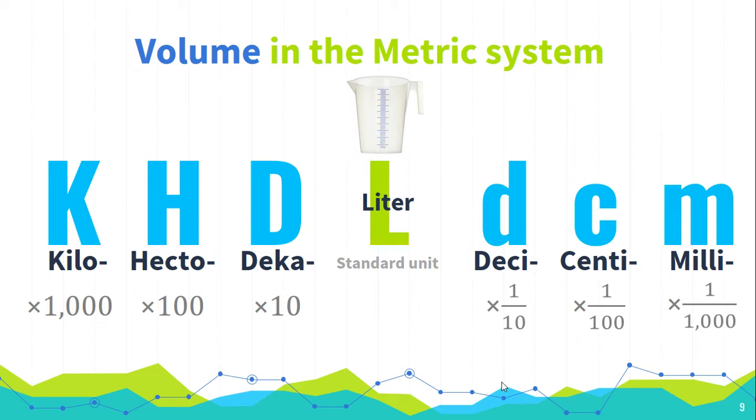So for every 1 liter, you have 1,000 milliliters. For every 1 milliliter, you have a 1,000th of a liter. So if you have 2 liters, you have 2,000 milliliters. We'll explore more of what that looks like going on.